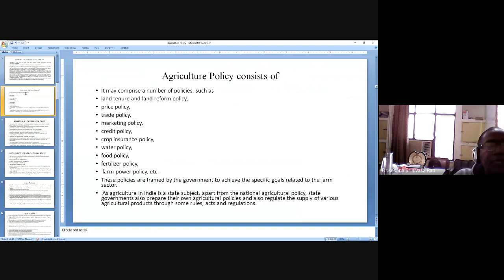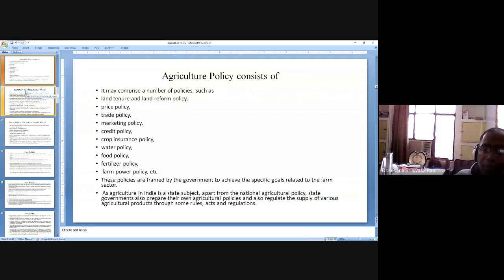Next slide. Then what exactly does the agriculture policy consist of? It may comprise a number of policies, because each and every component is very important, and each component has its own policy. Only then can good output and success be achieved. Out of that, the land tenure and land reform policy, we have already discussed. Then price policy, how agriculture prices could be set. Then agriculture trade policy.